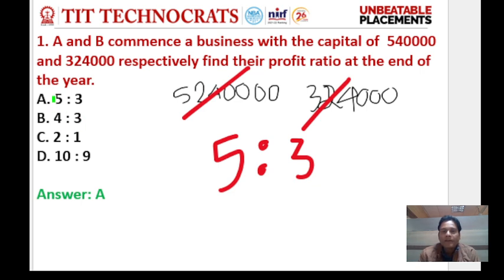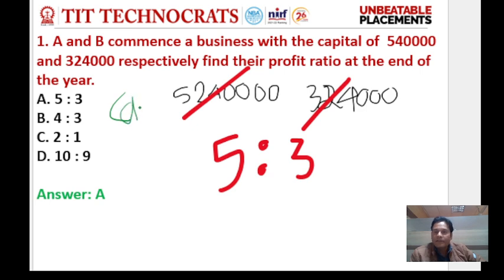Listen, see here. A and B commence a business with a capital of 5 lakh 40,000 and 3 lakh 24,000 respectively. Find their profit ratio at the end of the year. So here you can see A invested 5 lakh 40,000 and B's capital here is 3 lakh 24,000. We can say this is their capital.